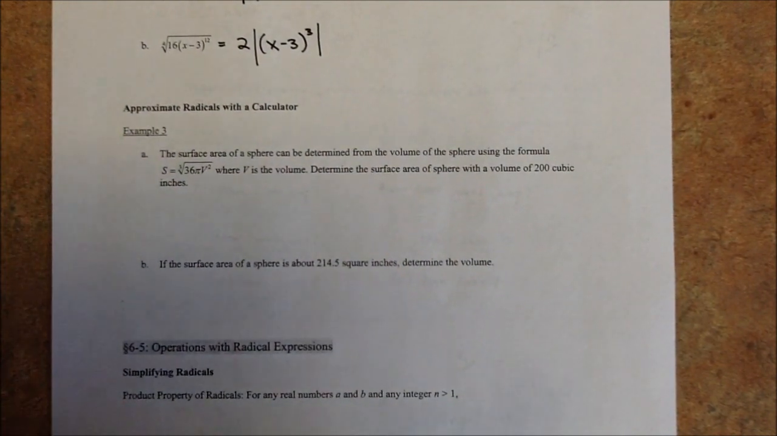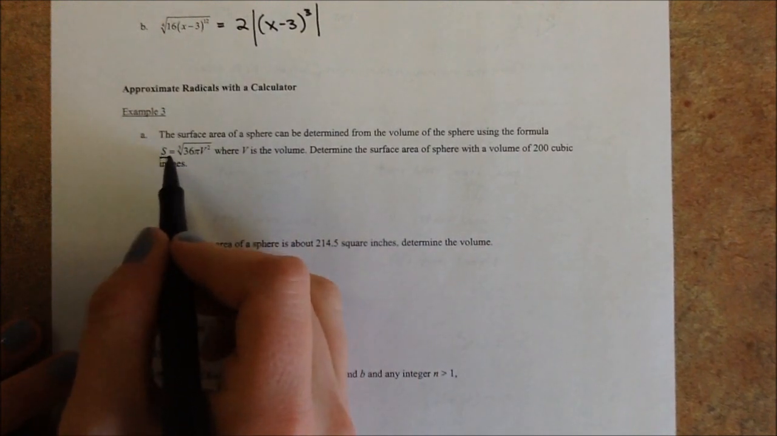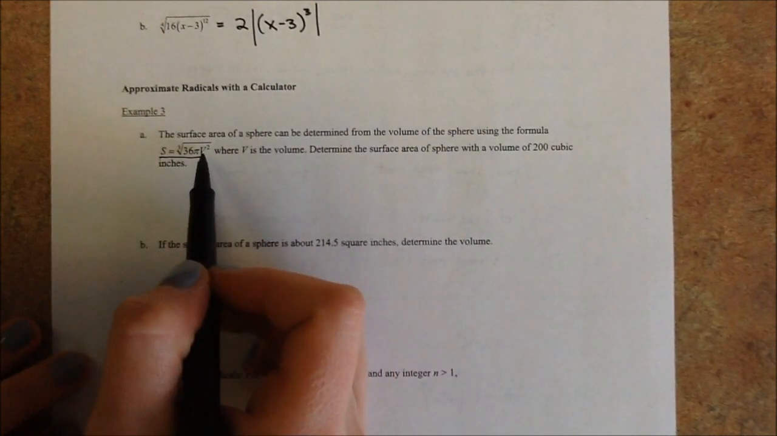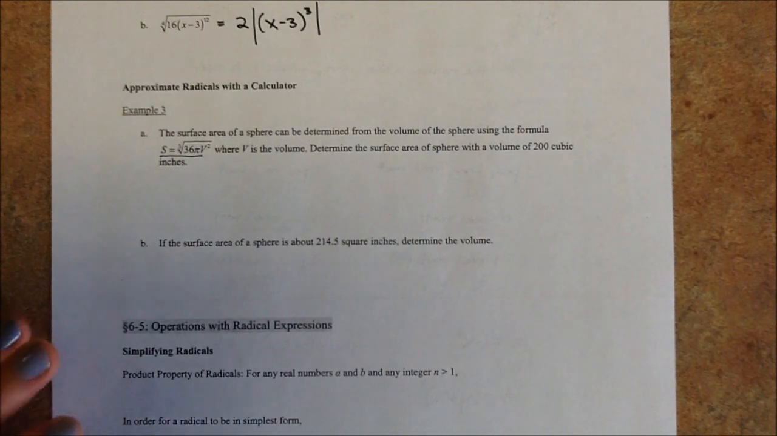Okay, last little bit that we've got here, approximating radicals with a calculator. So I'll show you exactly how our calculators work to do this. So we've got this formula, surface area of a sphere, and it is this formula right here. V is the volume, that's this V right here. Determine the surface area of a sphere with a volume of 200 cubic inches.